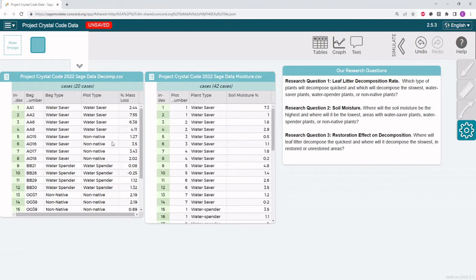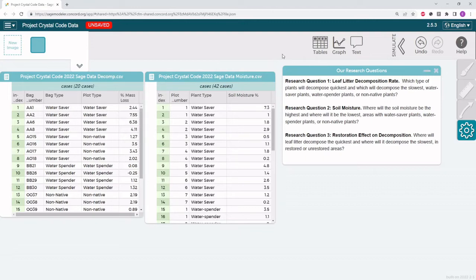So how can we use this data that we have here to answer the research question? Well, let's take a look at the research question. The research question asks me for two different things. First off, it asks what type of plant, and then afterwards, it asks me about decomposition. So what I want to do is create a visualization that can help me look at the types of plant versus the amount of decomposition within them.